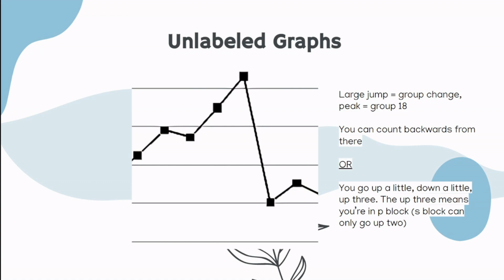And you can also count backwards from there, or you could see how it goes up like 3 in a row, so you know you're in P, and you're not going up anymore after that. So that means you're in P block, right? Because essentially the S can only handle the 2 electrons before having to jump down and then up into 3, down, up into 3, then big down as it goes into the group change. But generally, you want to look for the very large decreases. That's what's going to help you the most.